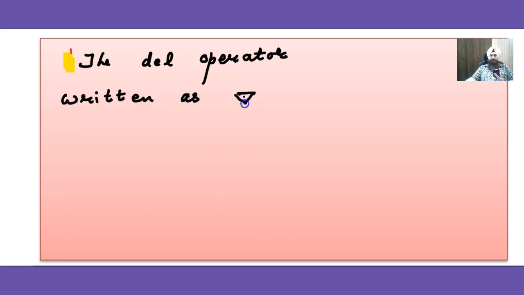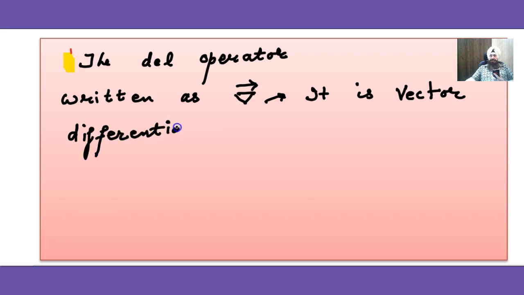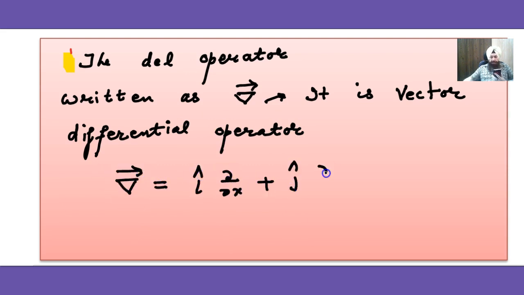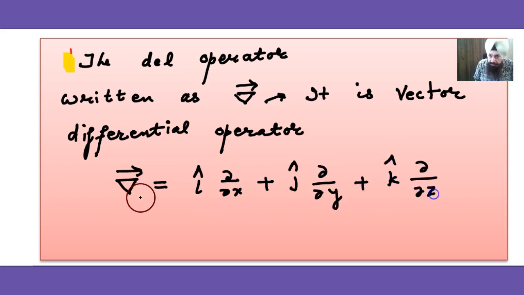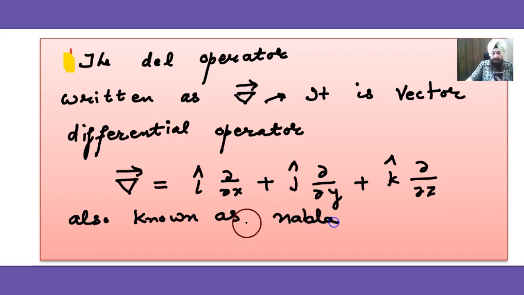Today we'll discuss what the gradient, divergence and curl are, and before that, what the del operator is, because it's a very important operator concerned with gradient, divergence and curl. It is actually a differential operator, and it gives the variation of any quantity in space in Cartesian coordinates, like i cap ∂/∂x, j cap ∂/∂y, k cap ∂/∂z.